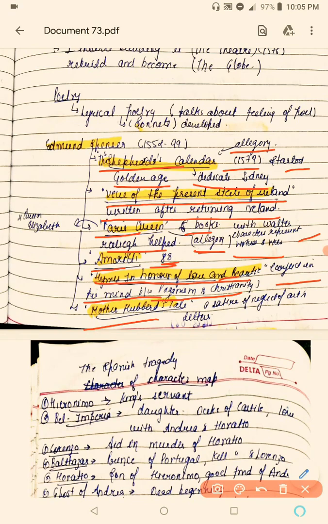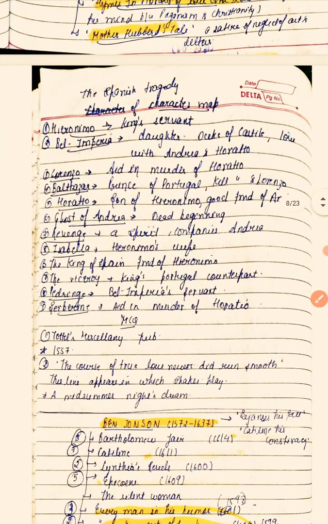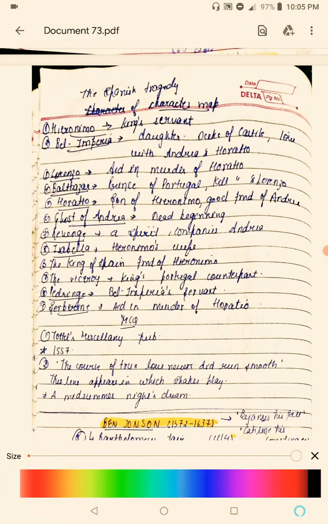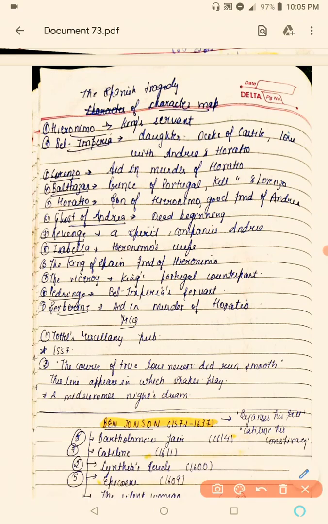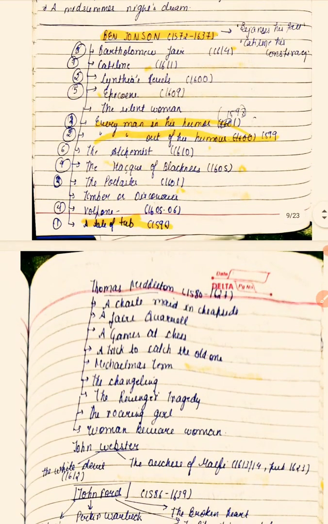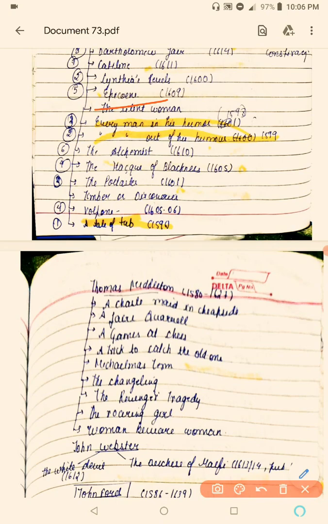Mother Hubberd's Tale. It is a satire on neglect of art and letters. Now The Spanish Tragedy. Some important other works were The Spanish Tragedy. Now let's discuss the main authors and their work, like Ben Jonson.